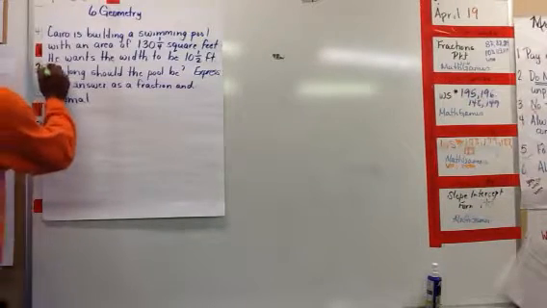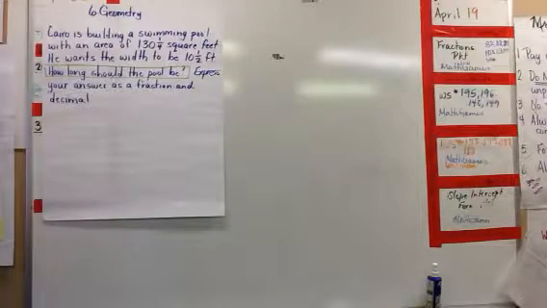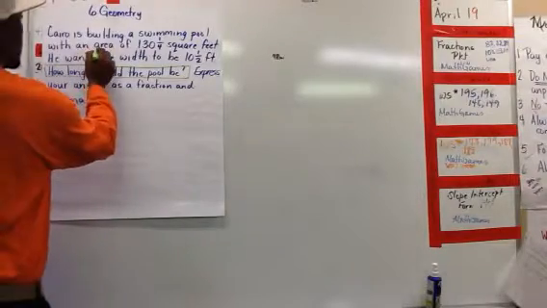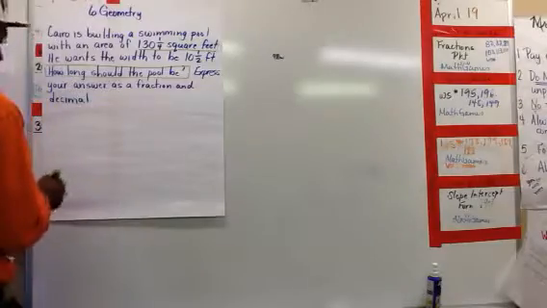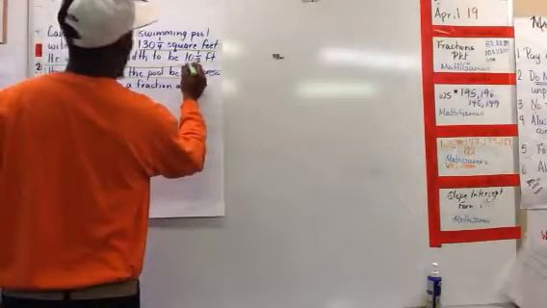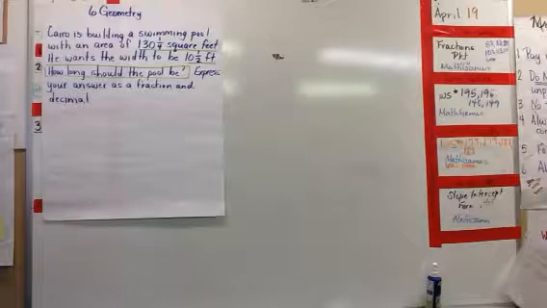The question is, how long should the pool be? B in bucket stands for box the question. U says underline the important names. Well, I know I have an area of 130 1/4 square feet. I know I have a width of 10.5 feet. There's really nothing else to underline.